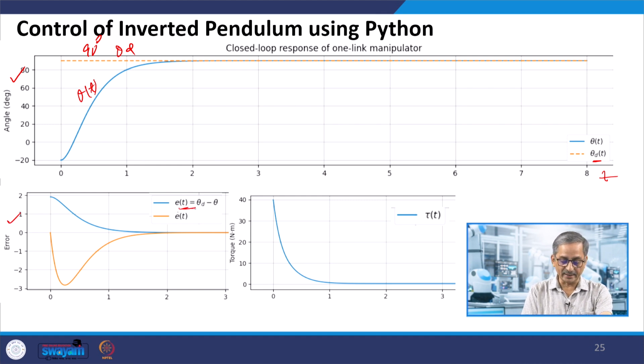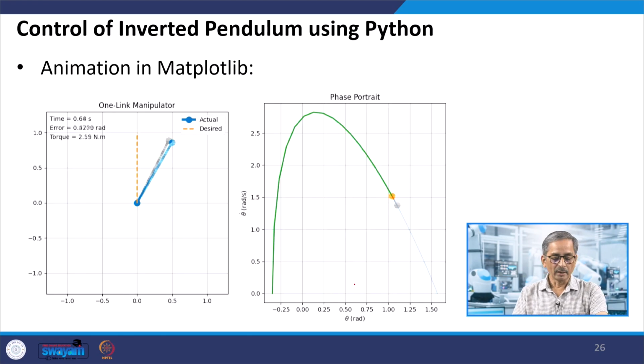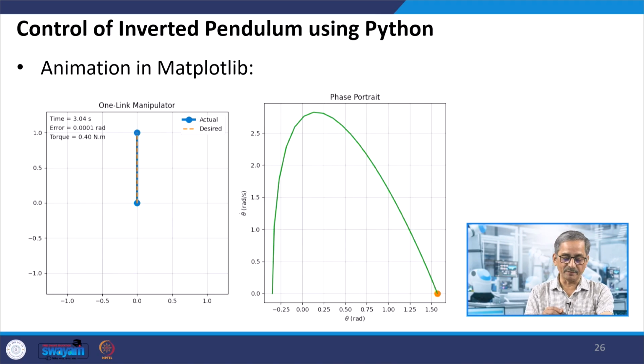You see that initially you have a large amount of error because your actual manipulator is at 0 degrees and you want 90 degrees. This is the derivative of the error, and this is how the torque is needed. This is the animation which you can see here. It went from 0 degrees to 90 degrees. This is the desired one and this is the actual one, and this is the phase portrait for that.